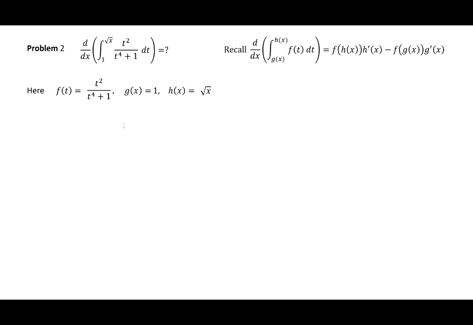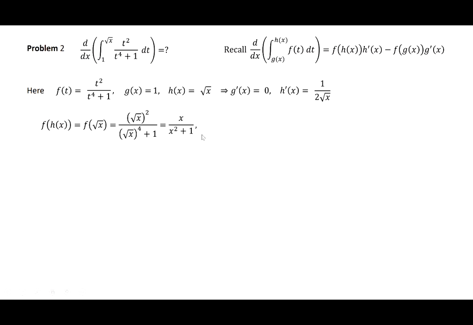G prime of x, 0. What is h prime of x? 1 over 2 square root of x. Right? Cool. F of h of x is f of square root of x. And wherever we see x, wherever we see t in f of t, let's plug in a square root of x. And so we get this.